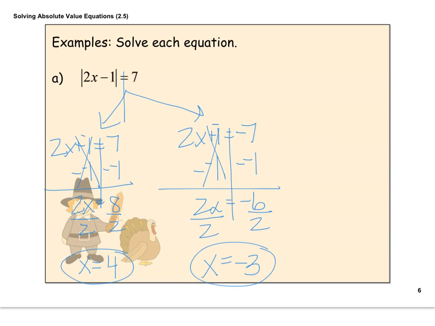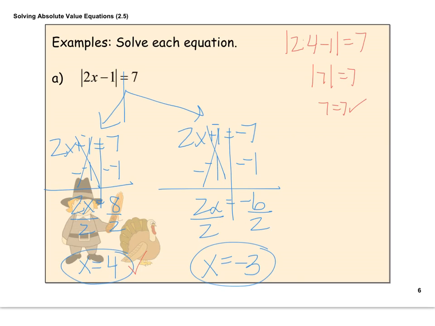I could plug either one of these into our equation and end up with the same answer. Let me show you that's true. So I'm going to first check putting in a 4. I'm going to check 2 times 4 minus 1, I'm hoping is equal to 7. Inside the absolute value, 2 times 4 is 8, minus 1 is 7. Absolute value of 7 is 7. So we end up with a true equation there. That's how this one works.